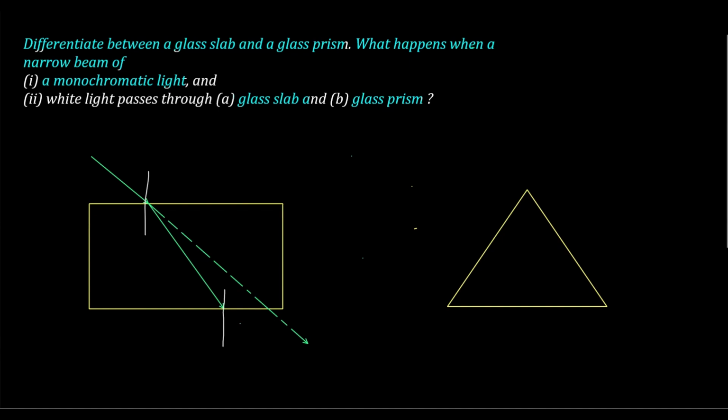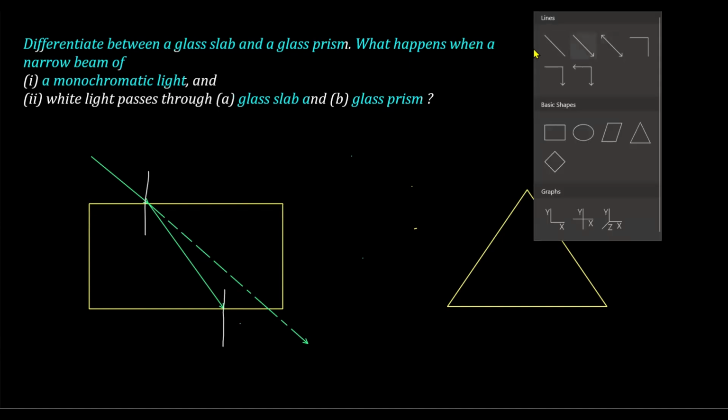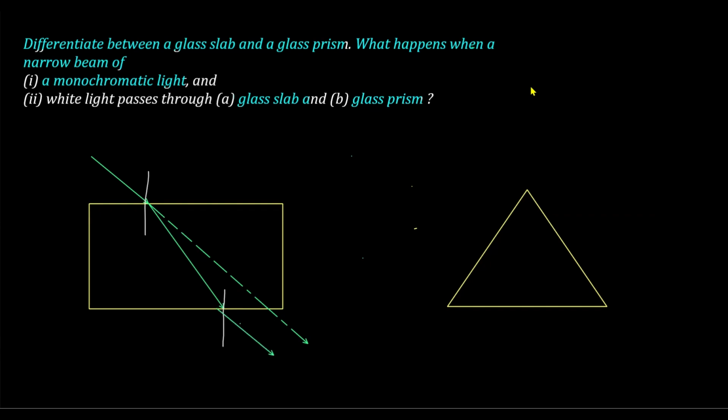Bending away from the normal this time. This will bend away from the normal. So the emergent ray will become parallel to the incident ray. This length is called lateral displacement. So what you can figure out is that in case of a glass slab, this is not a prism, this is a glass slab, the incident ray is parallel to the emergent ray.